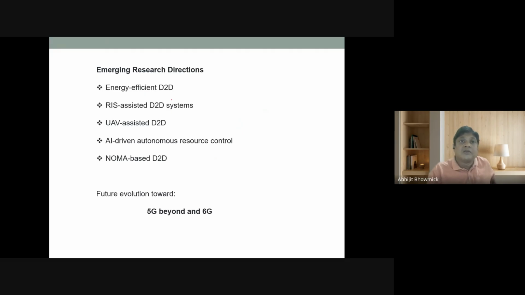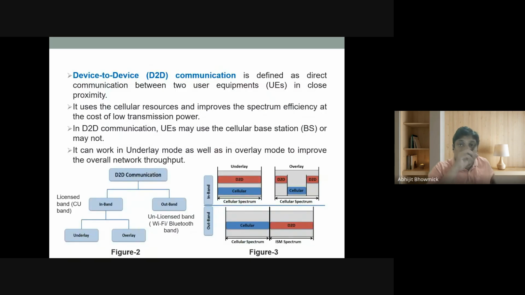The emerging research directions are energy efficient D2D, relay assisted D2D, UAV assisted D2D, AI driven autonomous resource control, and NOMA D2D. These are the current research trends. D2D communication is defined, as already mentioned, as direct communication between two users in close proximity. It uses the cellular resources and improves the spectrum efficiency at the cost of lower transmission power. As I already mentioned, in D2D communication, users may use the cellular base stations or may not.